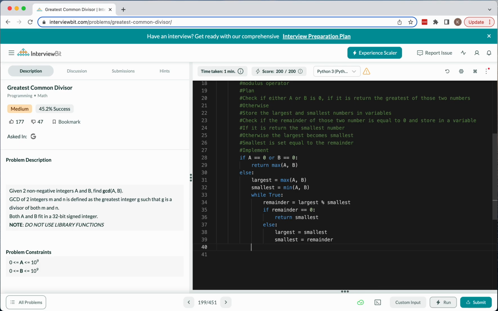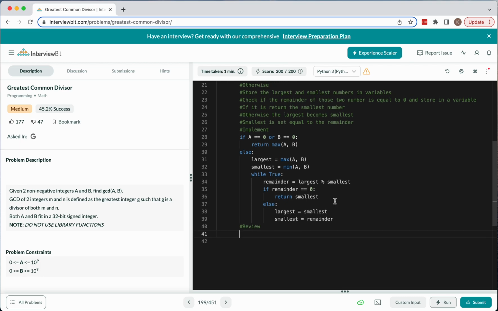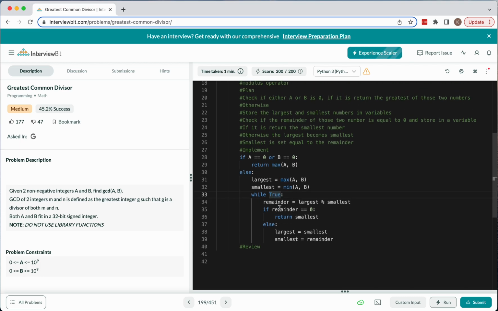I kind of did some review there, but this should work, I believe. In terms of its time and space complexity, I'm not sure. I see this loop, so I think it might be O(log n), but I'm not really sure, to be honest. So let's see if it works.